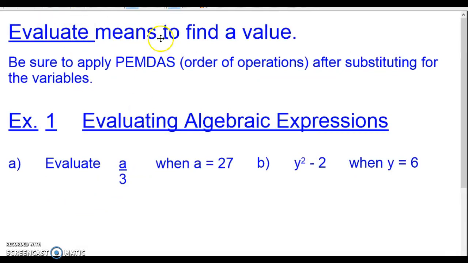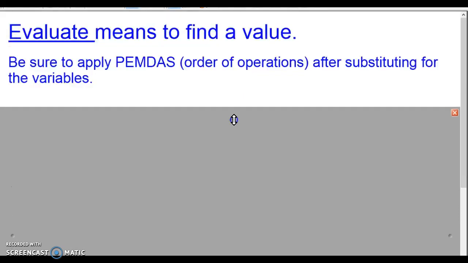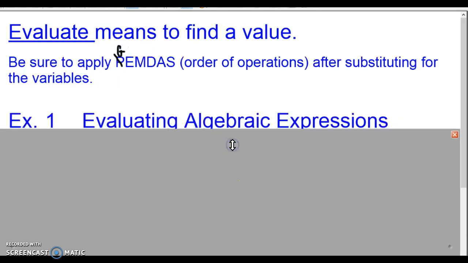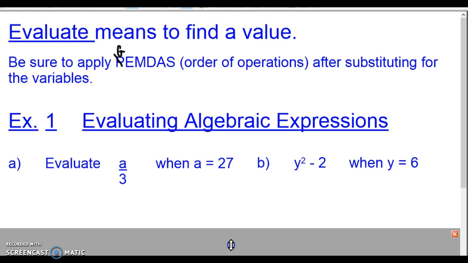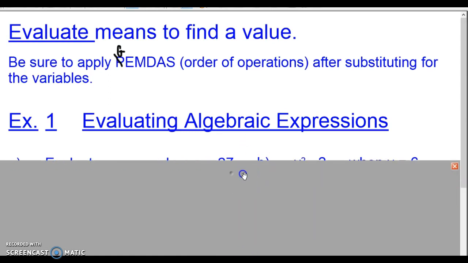So evaluate means to find the value. And we have to remember that we are going to use PEMDAS, which we actually use something different. We use GEMDAS for our grouping symbol, and we are going to make sure we are substituting the variable. To substitute means to replace the variable with the number that they give you. So evaluate a over 3 when a equals 27. We're going to do that one first.